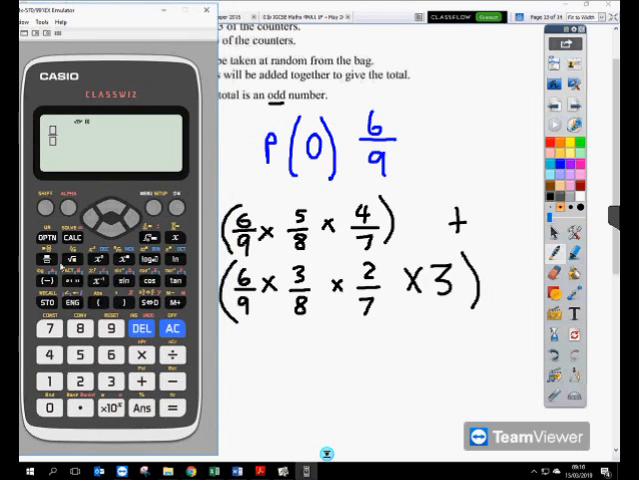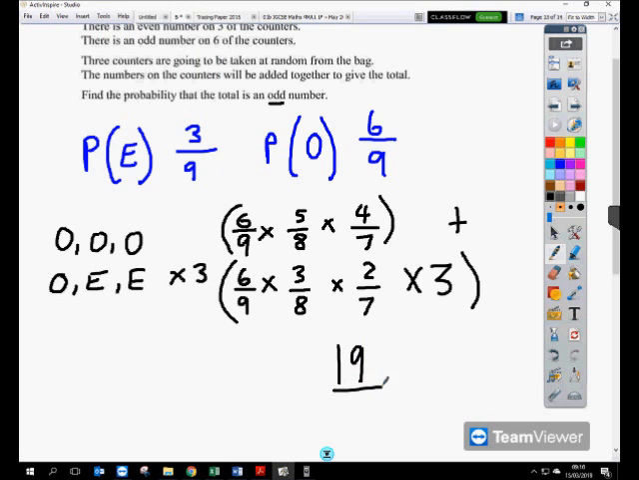Now there is an even quicker way to type this in the calculator. Instead of writing 3 fractions, you can do 6 times 5 times 4 over 9 times 8 times 7, plus 3 times 6 times 3 times 2 over 9 times 8 times 7. And this is the final answer, 19 over 42. That's a top grade question.